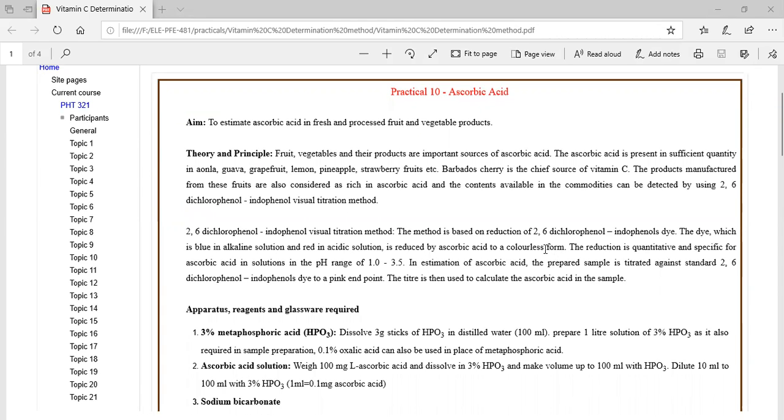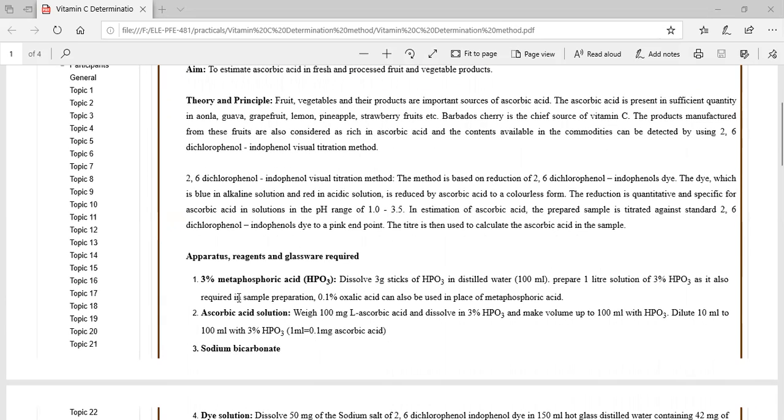This method is based on the reduction of 2,6-dichlorophenol indophenol dye. The dye is blue in alkaline solution and red in acidic solution, and it is reduced by ascorbic acid to a colorless form. The reduction is quantitative and specific for ascorbic acid in solutions in the pH range of 1 to 3.5. In estimation of ascorbic acid, the prepared sample is titrated against the standard 2,6-dichlorophenol indophenol dye to give a pink endpoint. The titer is then used to calculate the ascorbic acid in the given sample.